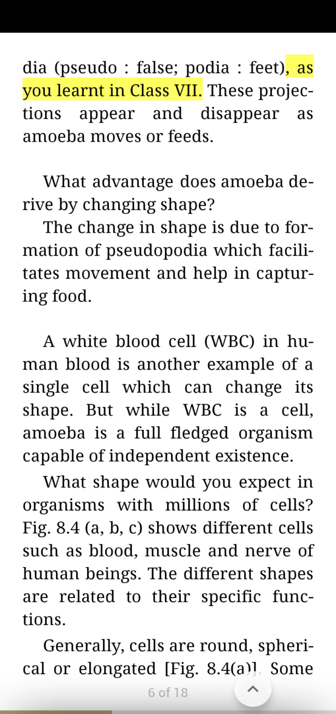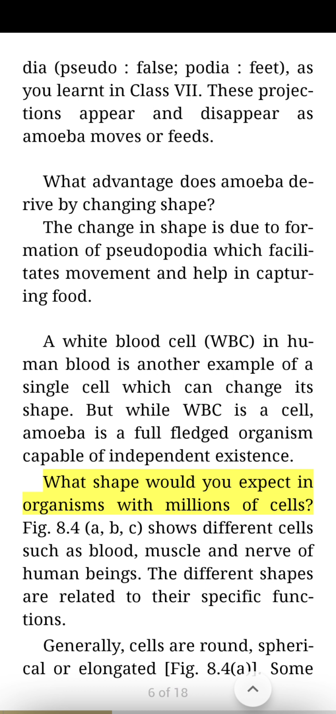As you learnt in Class 7, these projections appear and disappear as amoeba moves or feeds. What advantage does amoeba derive by changing shape? The change in shape is due to formation of pseudopodia, which facilitates movement and helps in capturing food. A white blood cell (WBC) in human blood is another example of a single cell which can change its shape. But while WBC is a cell, amoeba is a full-fledged organism capable of independent existence.